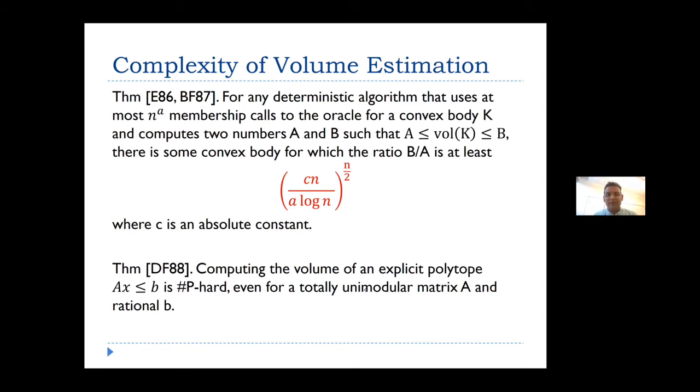Thank you. So the other hardness result here is by Dyer and Frieze, and that says that even for an explicit polytope, so this lower bound of Lovász and Bárány–Füredi has to do with constructing sets that might not be very easy to represent or have short representations. However, the theorem of Dyer and Frieze says that even if you give me an explicit polytope, it's sharply hard for extremely well structured polytopes to compute the volume.